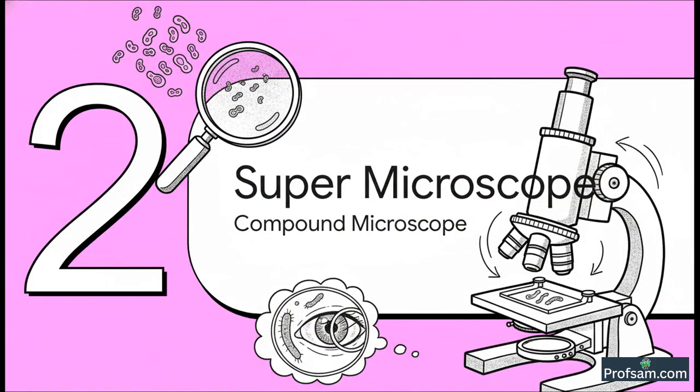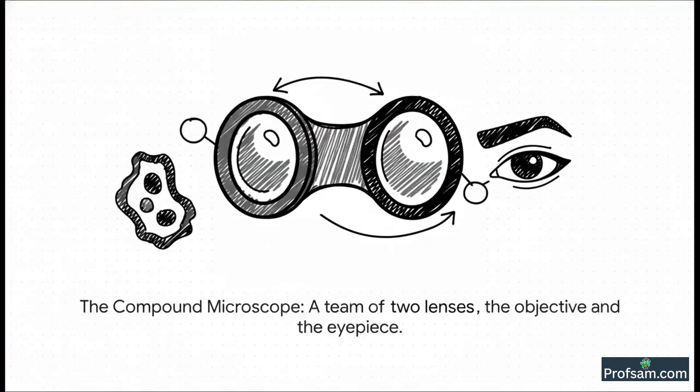Simple. Now, a simple microscope is great, but it has its limits. You can't really get more than, say, 9x magnification before things start getting all blurry and weird. So to see really, really tiny things, like cells or bacteria, we need an upgrade. We need to go to the next level. And that, my friends, is the compound microscope. So what's the big secret? It's teamwork. Instead of just one lens doing all the work, the compound microscope uses a team of two.